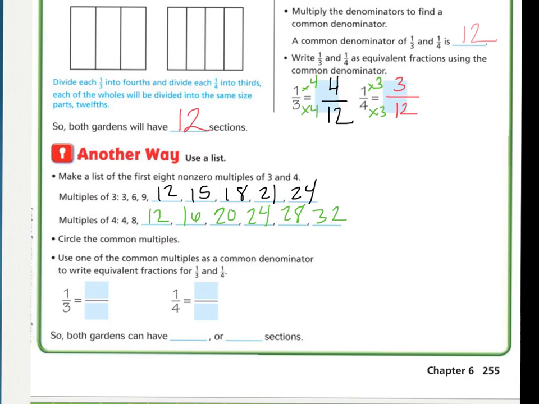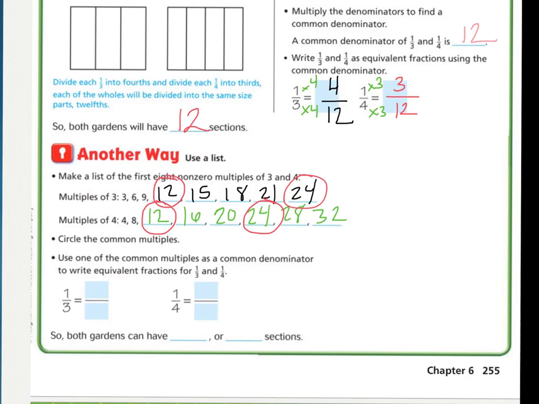So you should have just counted by 3 and 4 and filled them in. The next step is to circle the common multiples. So, well, I see right here that 12 is in common. And as I look, I also see that 24 is common. So now we need to use one of the common multiples as the common denominator and write equivalent fractions. So you can choose to have the denominator be 12, or you can choose for the denominator to be 24. Just whatever you do to one, you need to do to the other.